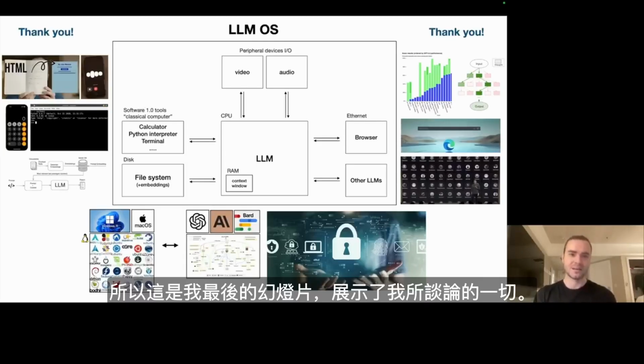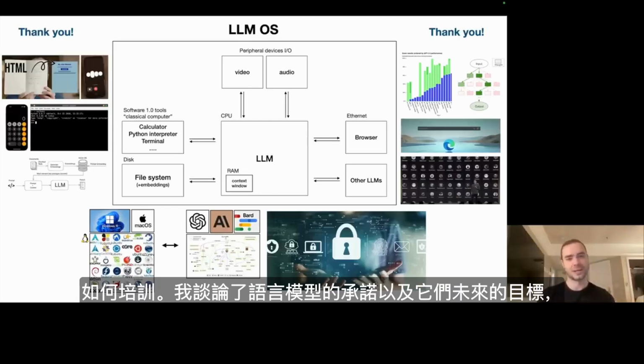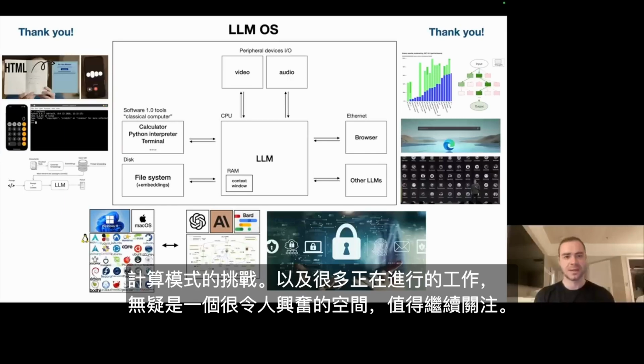So this is my final slide, just showing everything I've talked about. I've talked about large language models, what they are, how they're achieved, how they're trained. I talked about the promise of language models and where they are headed in the future. And I've also talked about the challenges of this new and emerging paradigm of computing, and a lot of ongoing work, and certainly a very exciting space to keep track of.